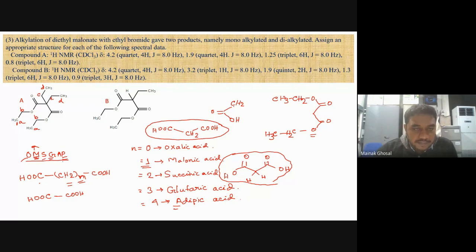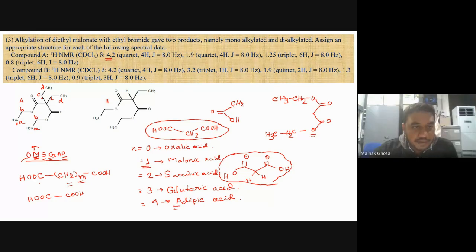Now you tell me that this 4.2 will be due to which proton? B. Because why not this one? Adjacent is electronegative oxygen. Yes, that will be very much deshielded. So it will be HB. Okay, this HB will be 4.2 quartet. Why is it a quartet? Because there are 3 equivalent hydrogens, so 3 plus 1, 4.